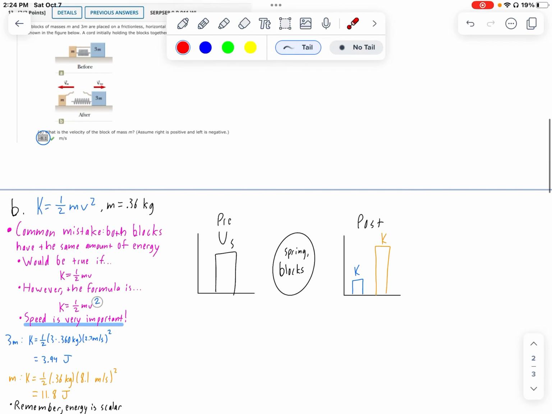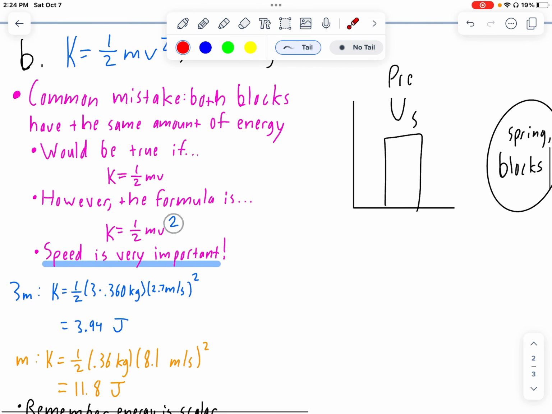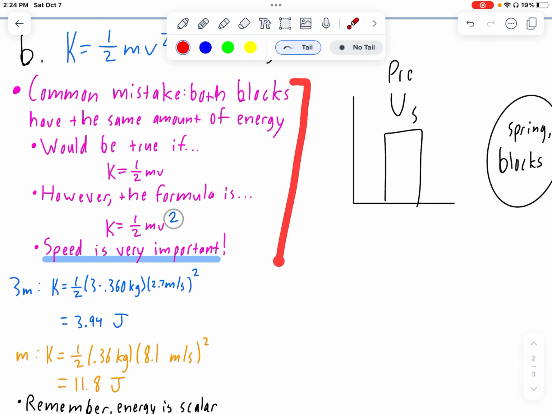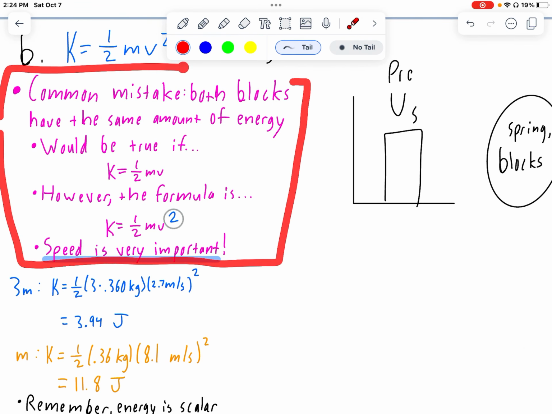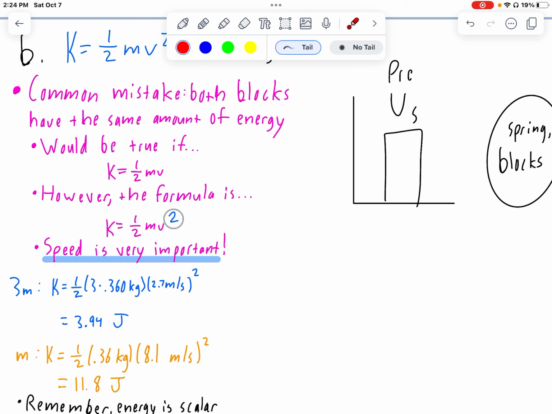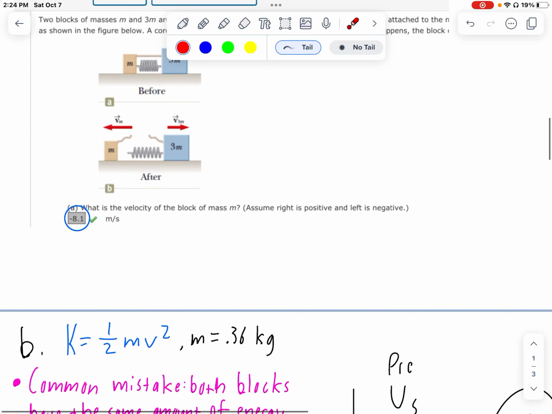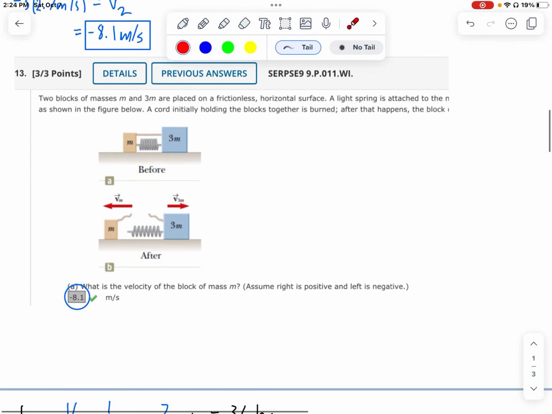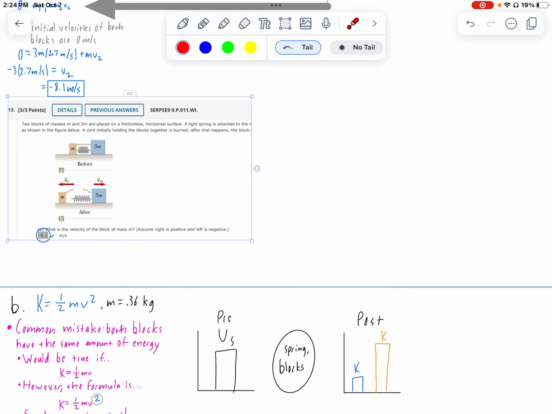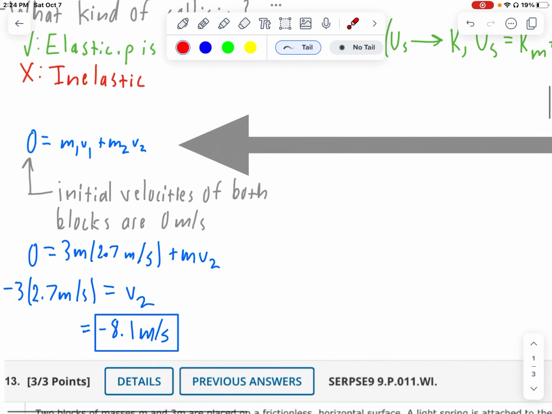So that's about it. Again, I'd like to address that this is a common misconception with the energy, assuming that they're equal, which they are not. Make sure you include the direction for the momentum equation because that'll be important in setting everything equal to 0.